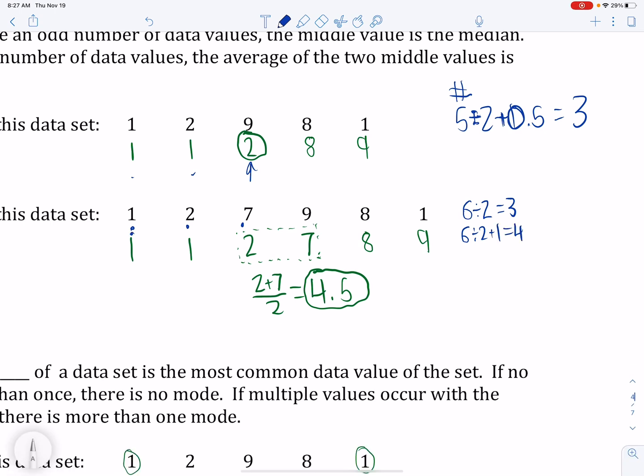So you have your 4th data value, which is 7. You take the average of the third and fourth data values to find the median in that case.